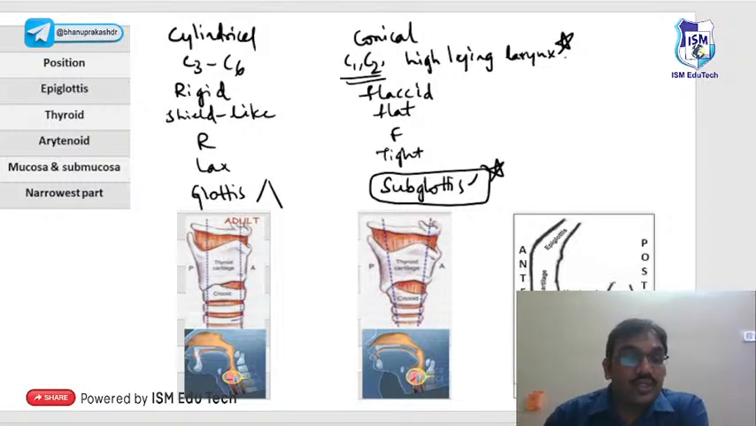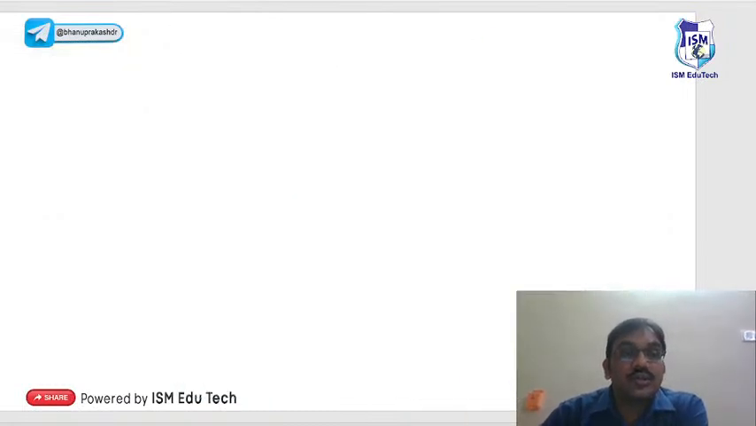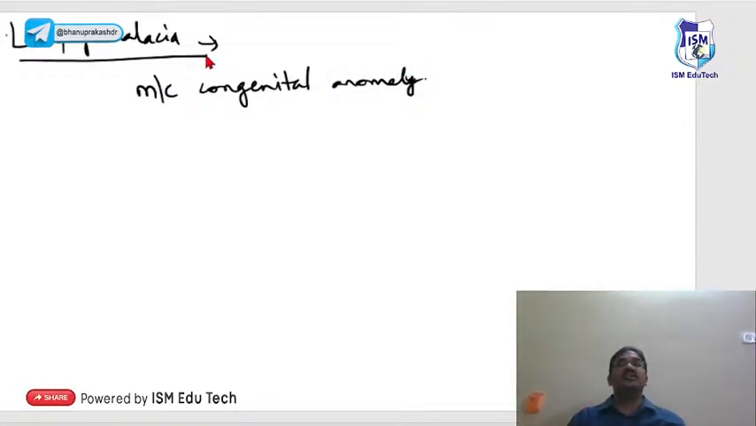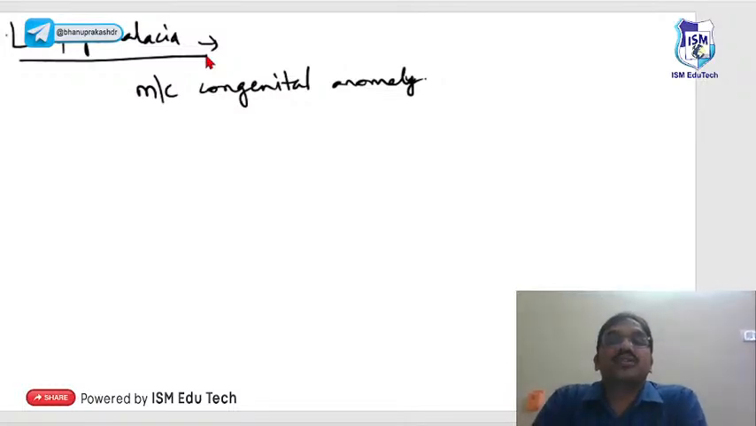Okay, then coming to the next condition, laryngomalacia. What is this laryngomalacia? The most common congenital anomaly of the larynx is laryngomalacia. Nowadays, most commonly you can see a newborn baby who after 1 to 2 months will start having stridor. The parent will come and complain that they are hearing breathing sounds in their child. Is there any problem? The moment you hear it is only inspiratory, that confirms there is a narrowing in the upper part of the airway.